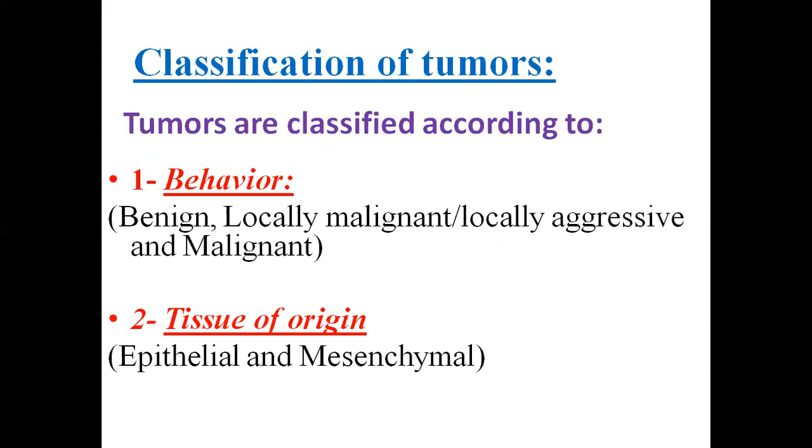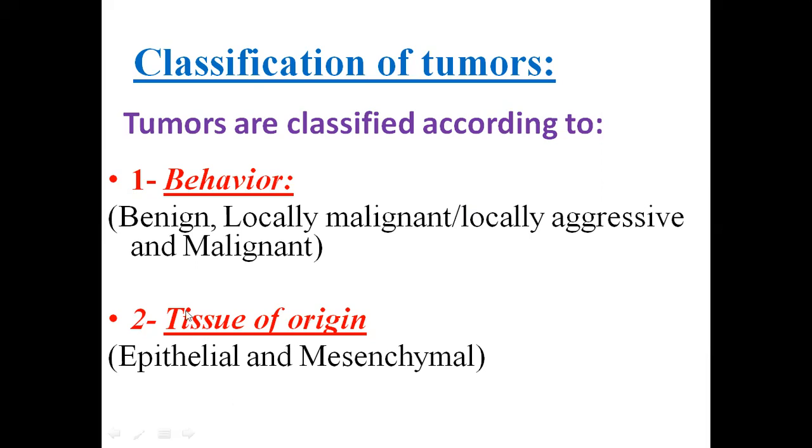So based on the terms or the definitions that we described, we classify the tumors according to their behavior into benign tumors with good outcome or good prognosis, and malignant tumors with bad outcome and bad prognosis and bad criteria. And in between, there are locally malignant or locally aggressive tumors, which have many criteria of the malignant tumors, but not all of them. So they are intermediate in their malignancy behavior.